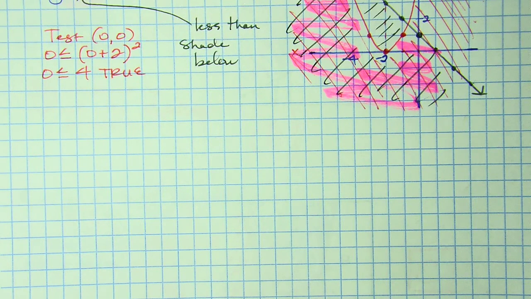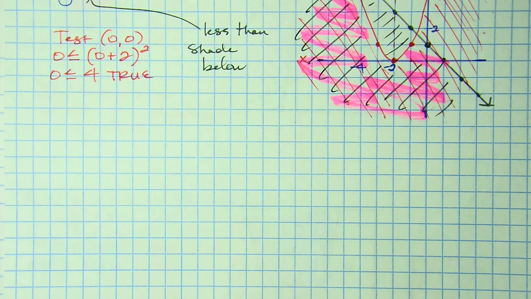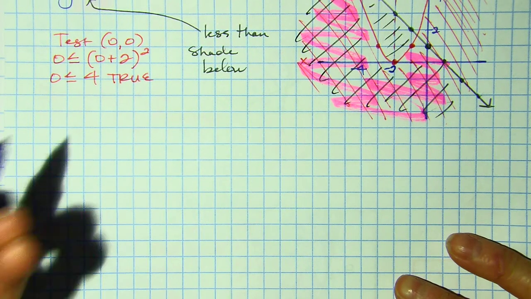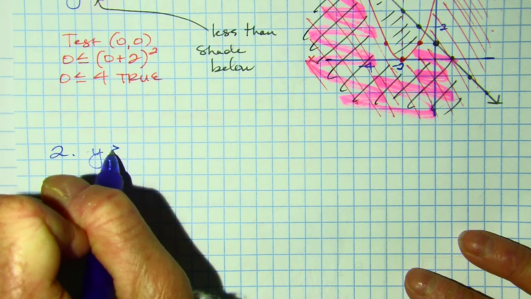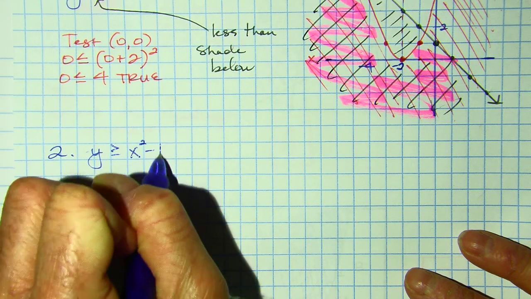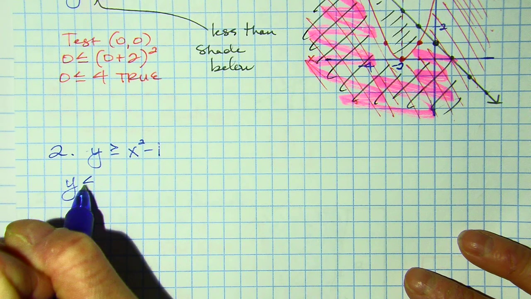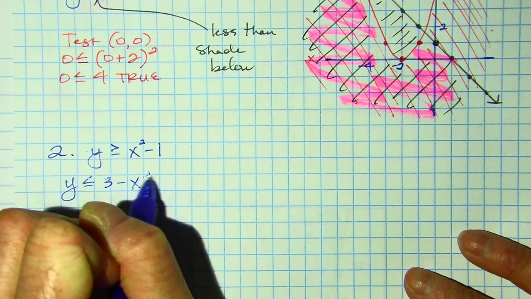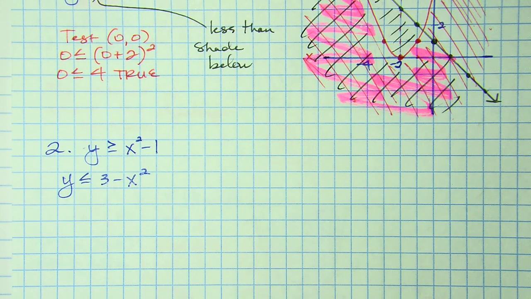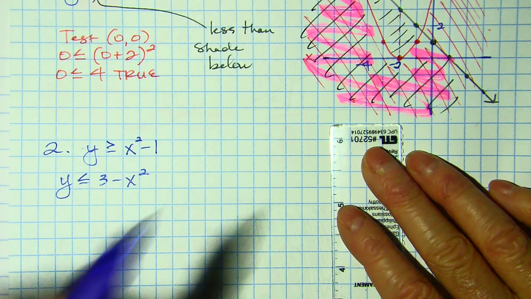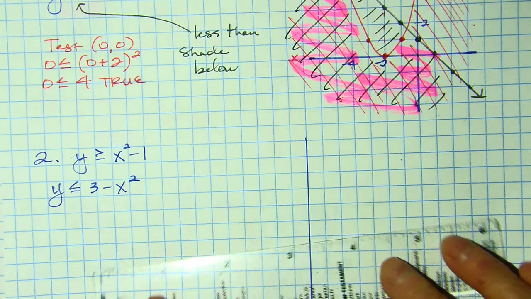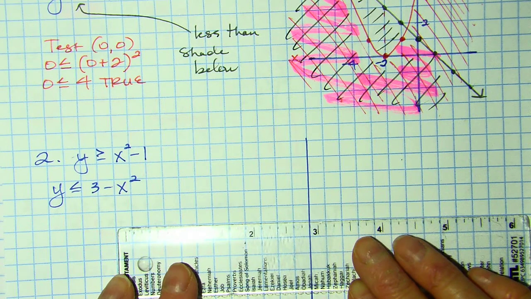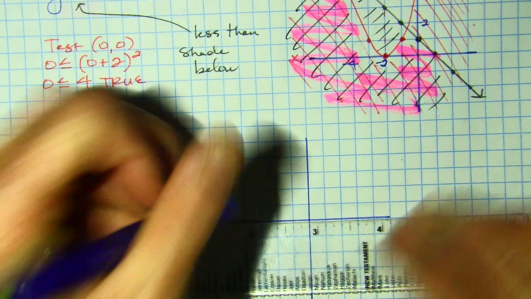Next one, and how many do I have on here? I have a lot because I want you to be able to do these easily. So the next one, graph y is greater than or equal to x squared minus 1, and y is less than or equal to 3 minus x squared. Super important. I will go over this one because I've done all the homework in all your lessons, and I know you're going to get one that looks just like this.